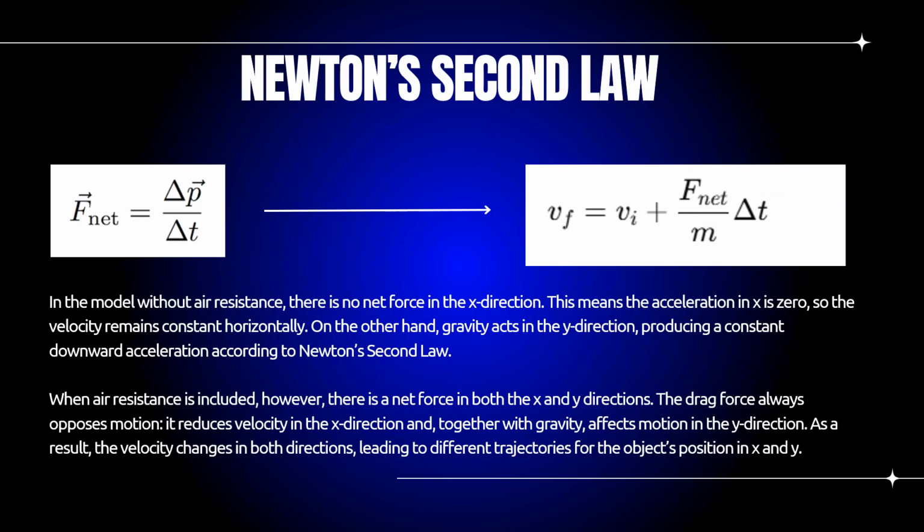In our second computational model, when we include air resistance, the drag force, we know that the drag force opposes motion, and it applies a net force in both x and y. Thus, this affects motion in both x and y, and the velocity changes in both x and y. Thus, we have a whole other trajectory.